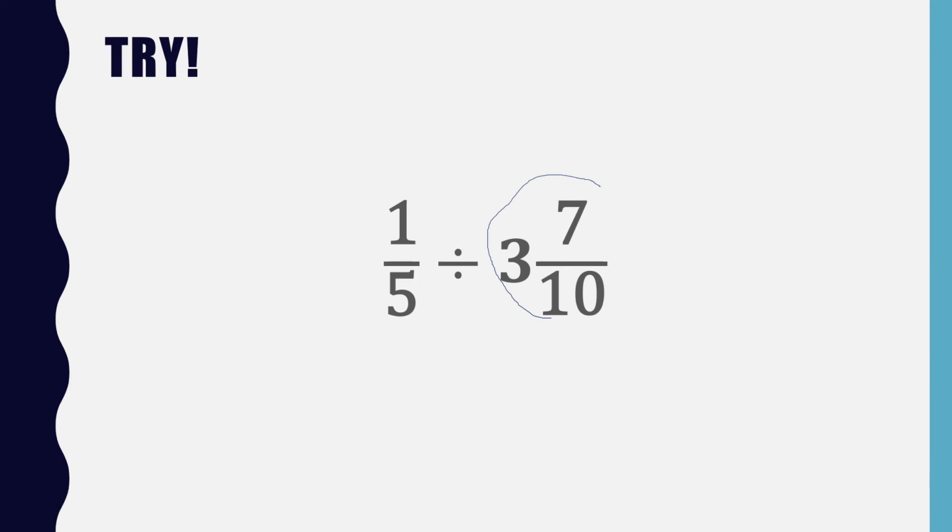We have here a mixed number, so we change it first into an improper fraction. We have 10 times 3 is 30 plus 7, so 37/10. And then we copy our operation as well as our dividend. After that, we change this into multiplication. We copy our dividend first and then get the reciprocal of our divisor. So we will have 10 over 37.